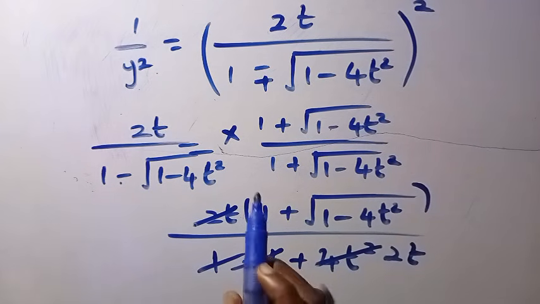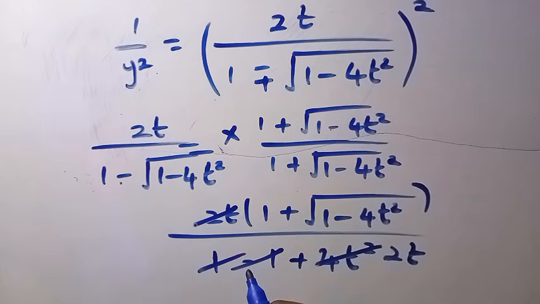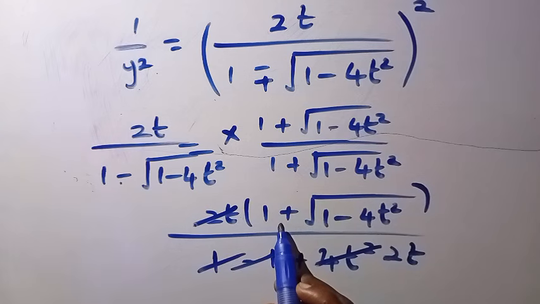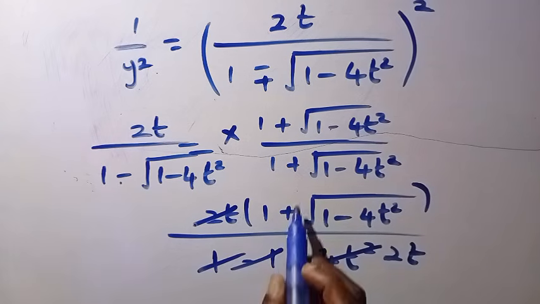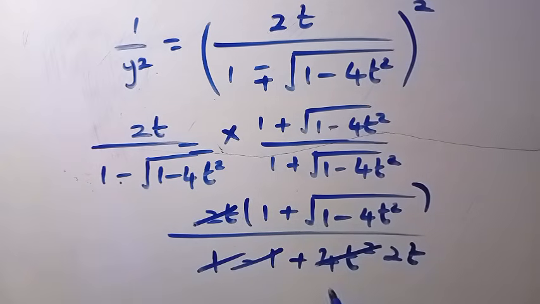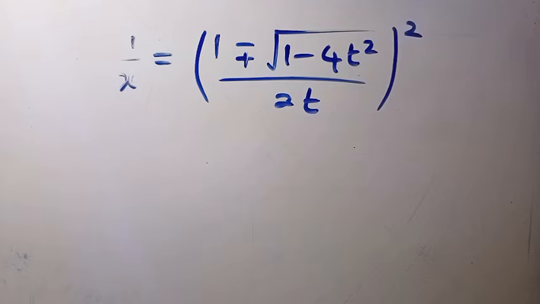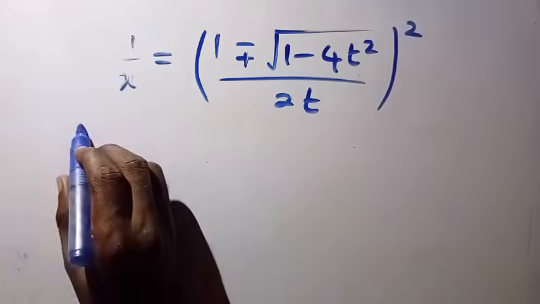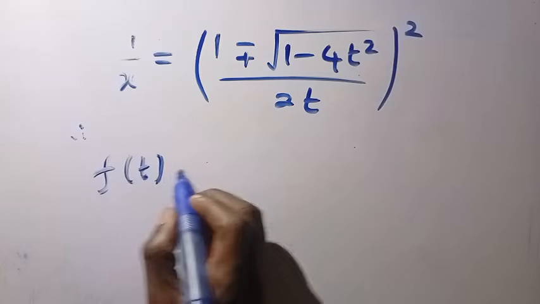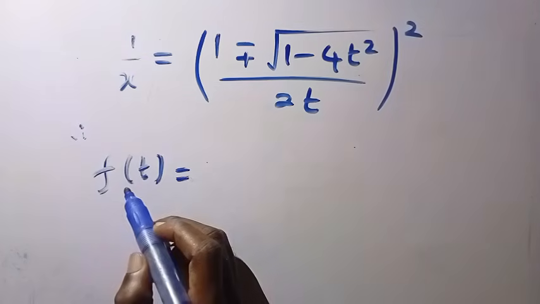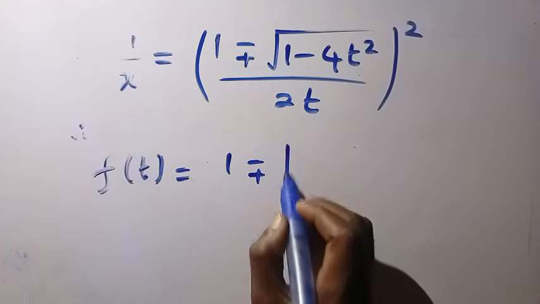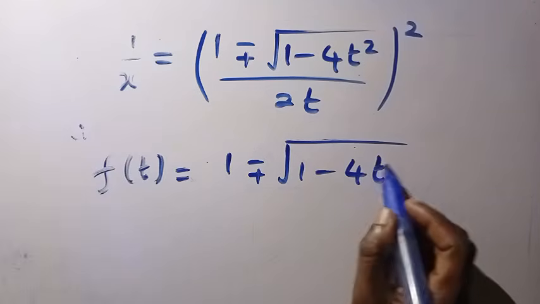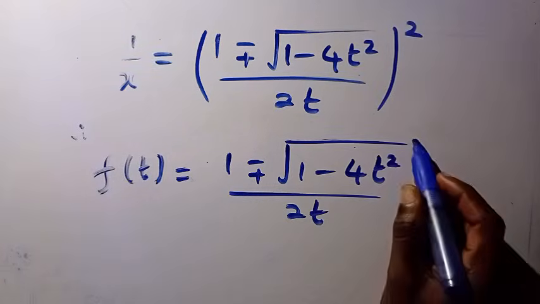But note that we take the branch of negative. If you take the branch of positive, instead of this one being positive, it's going to be negative. Okay, so which means both branches give us 1 minus plus square root of 1 minus 4t squared divided by 2t. So this is what we have as 1 minus plus square root of 1 minus 4t squared over 2t, all squared, for 1 divided by x. So therefore, for f of t equals, we change 1 over x to f of t. Then we have 1 minus plus square root of 1 minus 4t squared divided by 2t all raised to the power of 2.